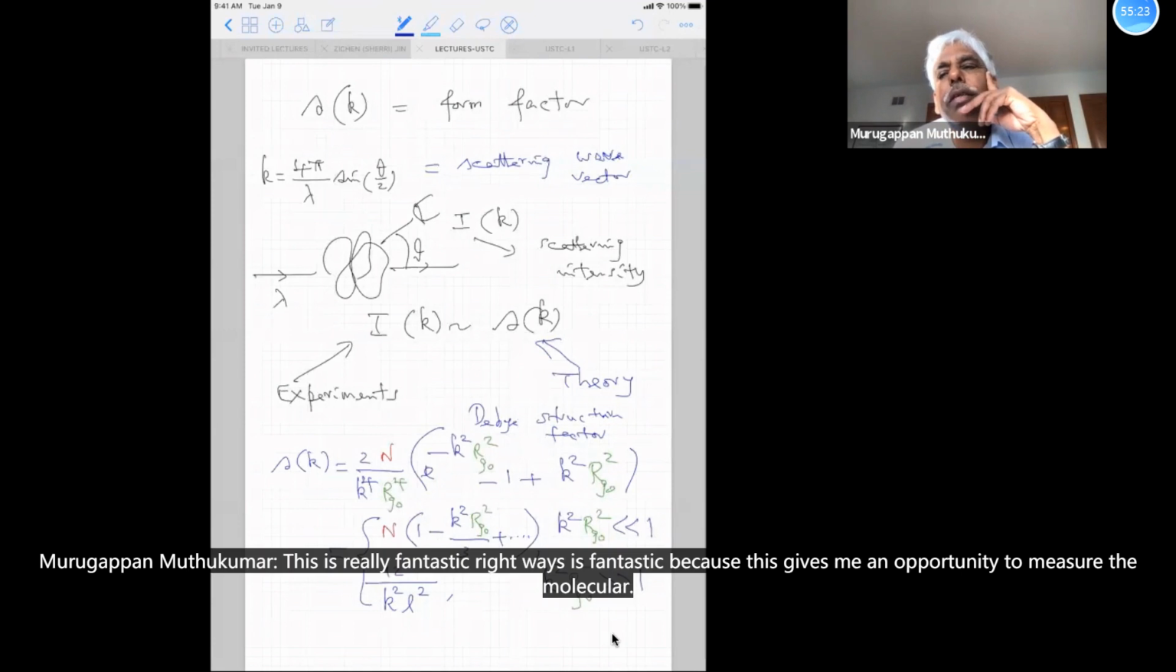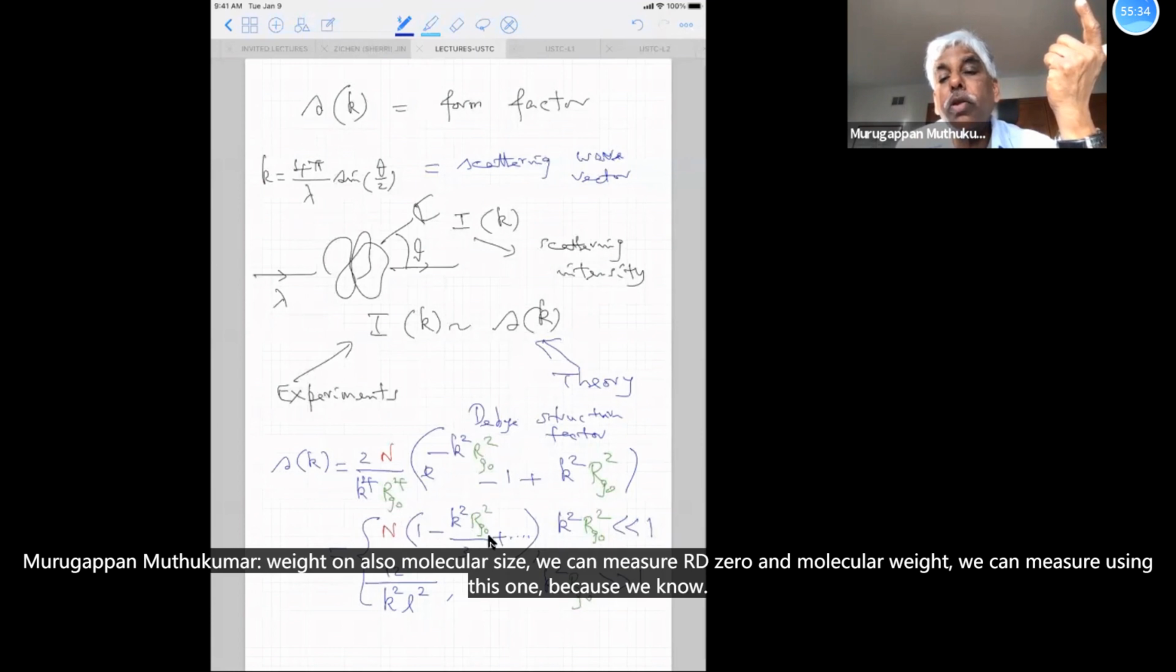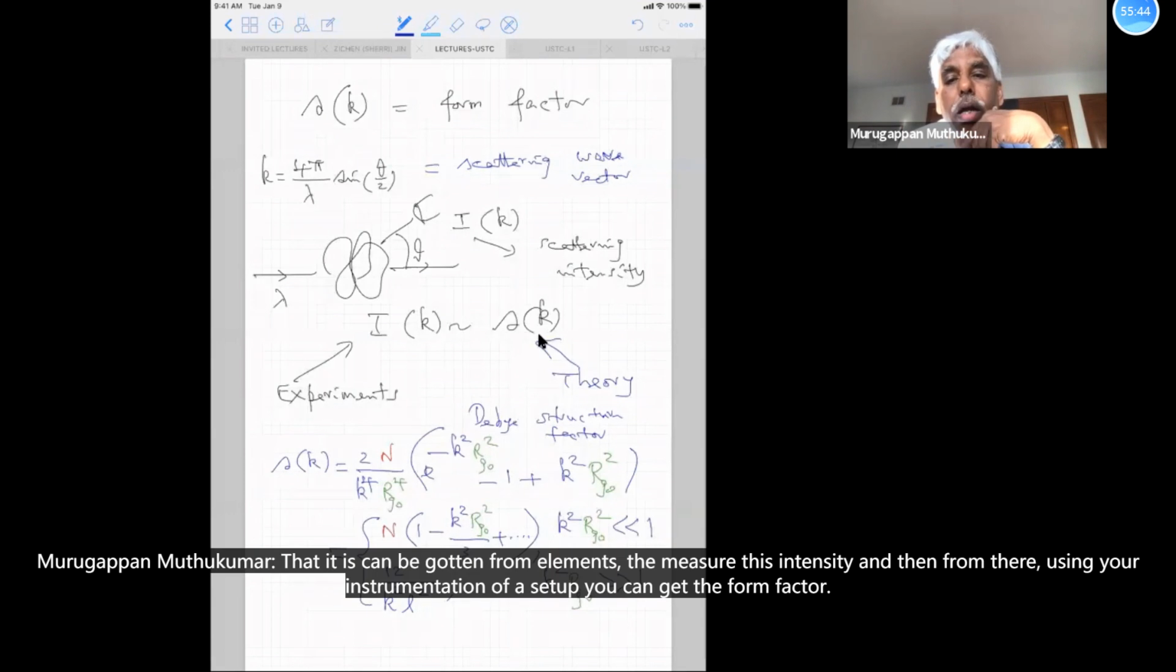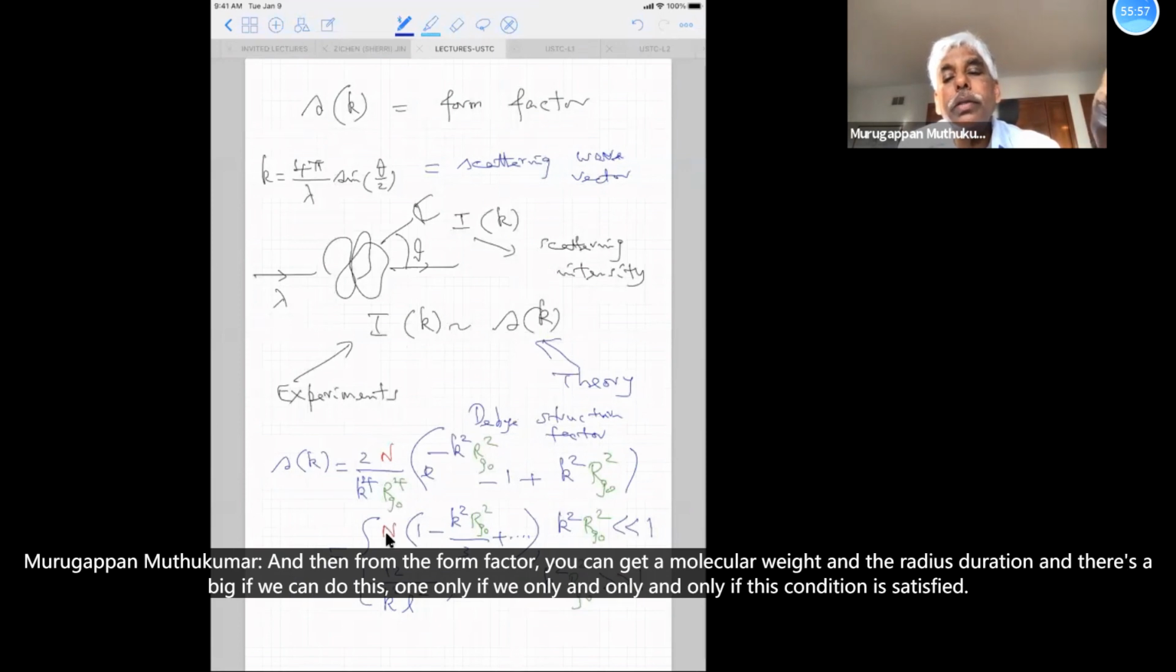This is really fantastic. Why is this fantastic? Because this gives me an opportunity to measure the molecular weight and also molecular size. We can measure RG0 and molecular weight using this one, because we know that this can be gotten from experiments. We measure the scattering intensity, and then from there, using your instrumentation setup, you can get the form factor. And then from the form factor, you can get molecular weight and the radius of gyration.